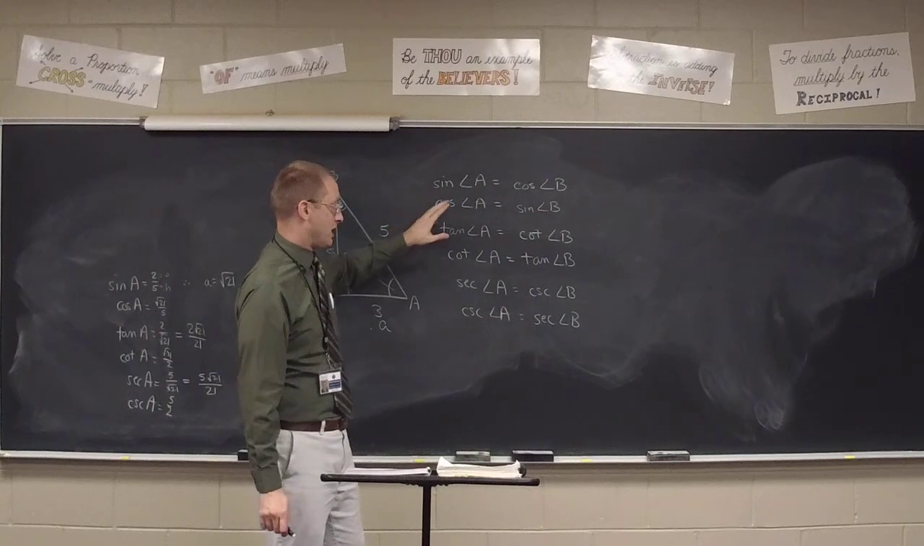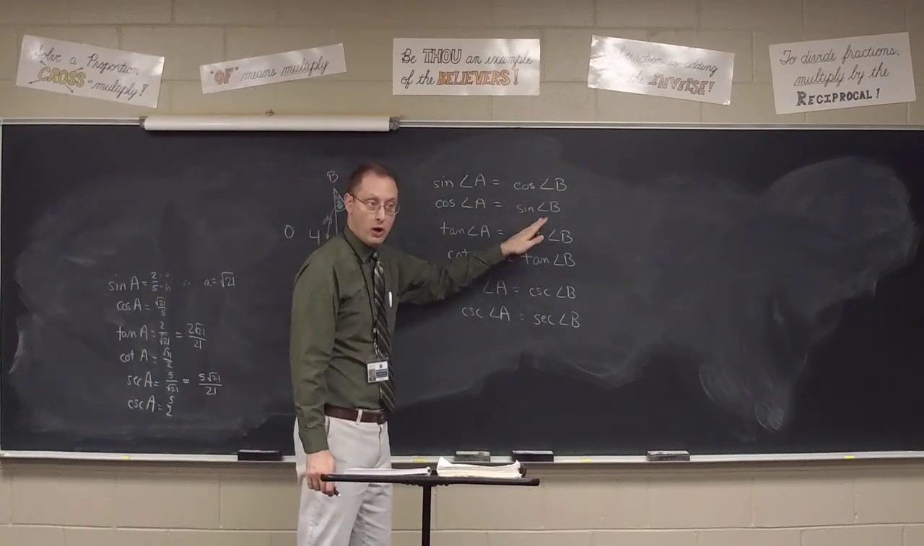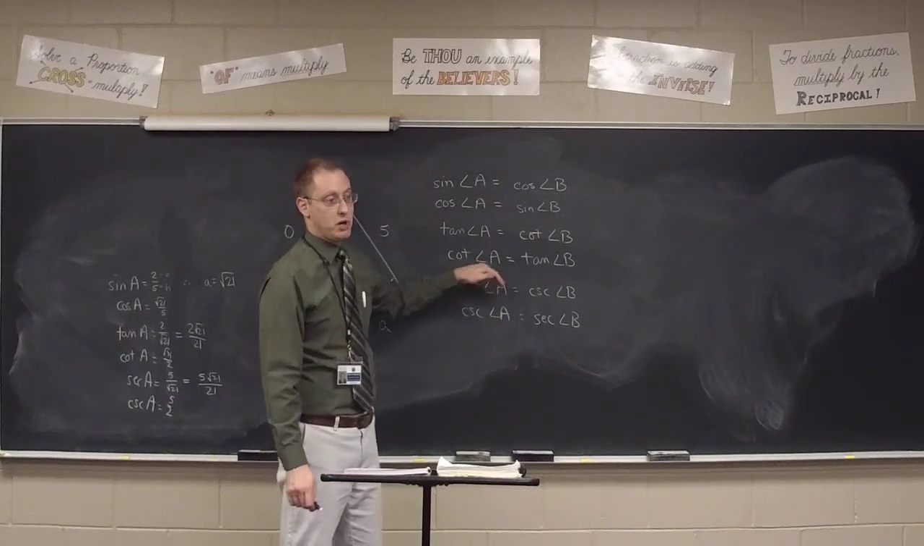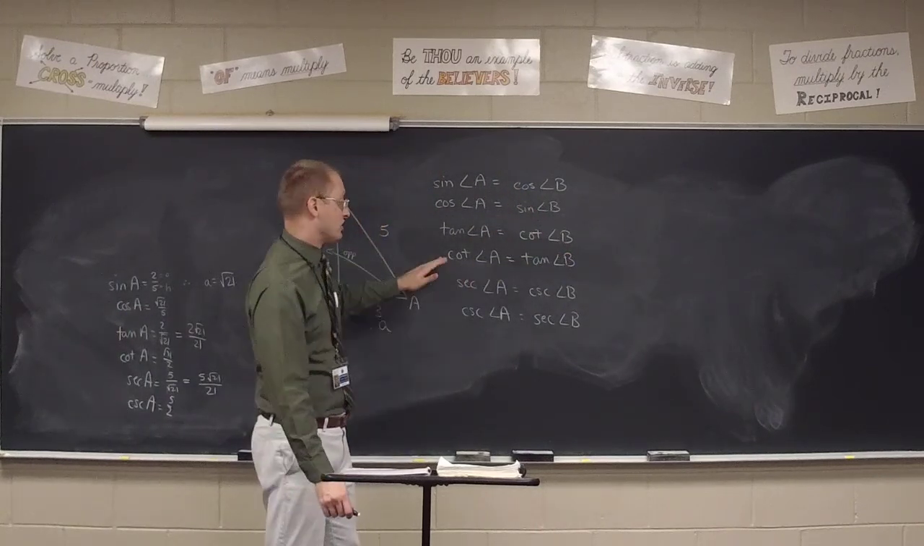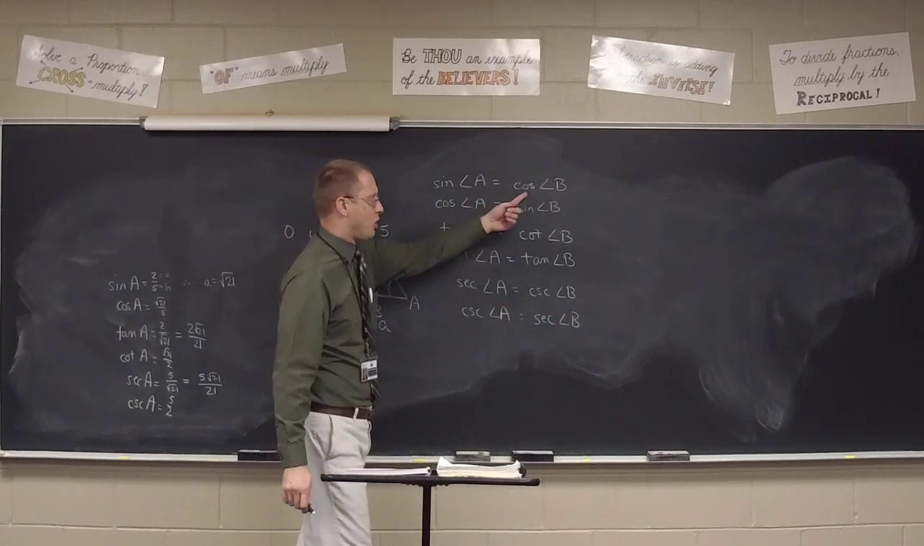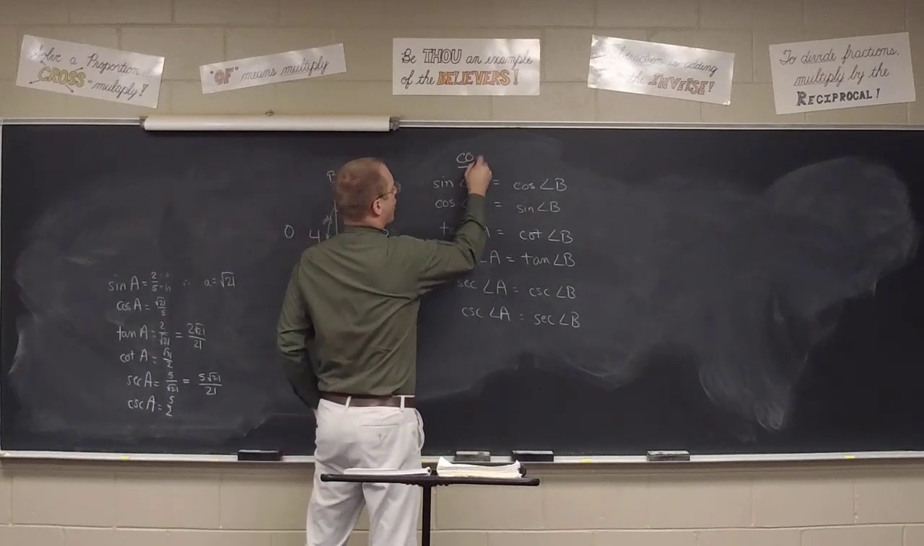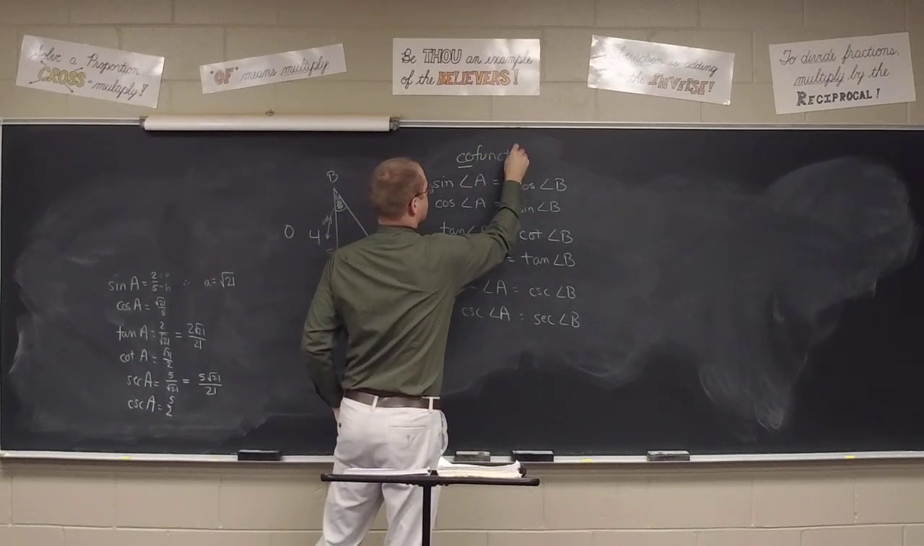Again, notice the sine of one equals the cosine of the other. The cosine of one equals the sine of the other. The tangent of one equals the cotangent of the other. The cotangent of one equals the tangent of the other. The secant of one equals the cosecant of the other. Do you see how one of them has co and the other one's regular? That's why we call these cofunction identities.